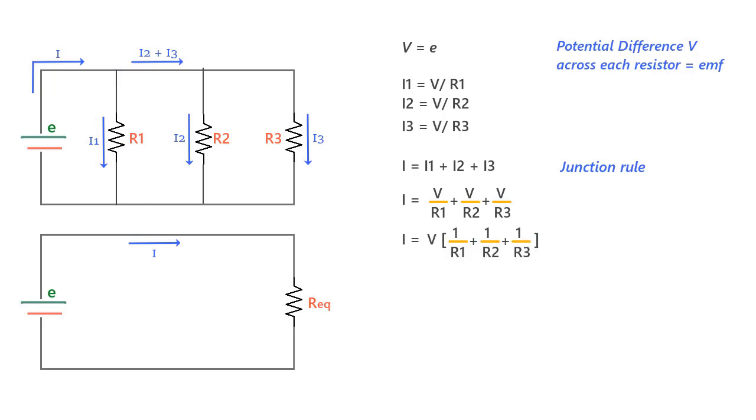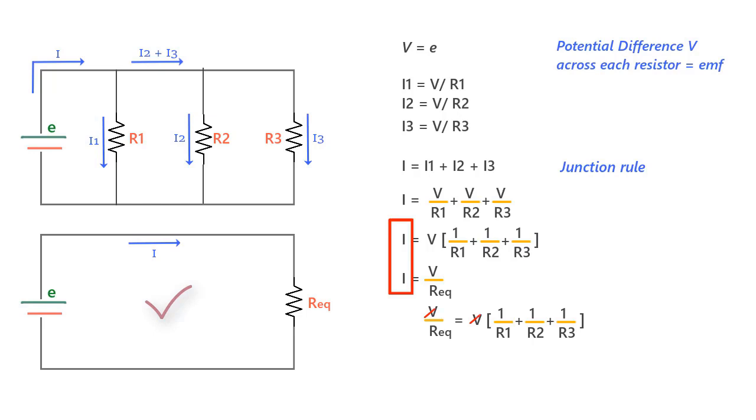But we can also say for this circuit that I is equal to V upon R equivalent. Then if we equate the two I values, what we get is 1 upon R equivalent is equal to 1 upon R1 plus 1 upon R2 plus 1 upon R3. And we can use this result for n number of resistors connected in parallel to get the value of equivalent resistance as 1 upon R1 plus 1 upon R2 plus 1 upon R3 and so on till you reach the nth resistor, for which you'll write 1 upon Rn.